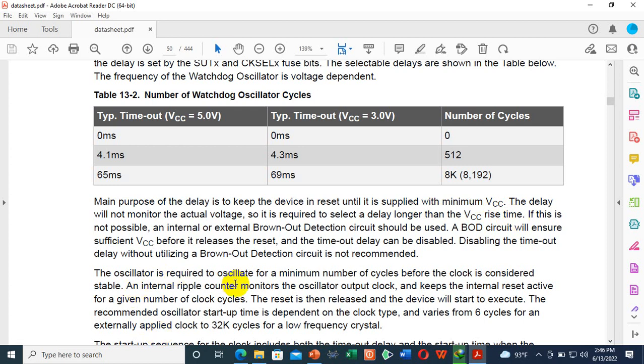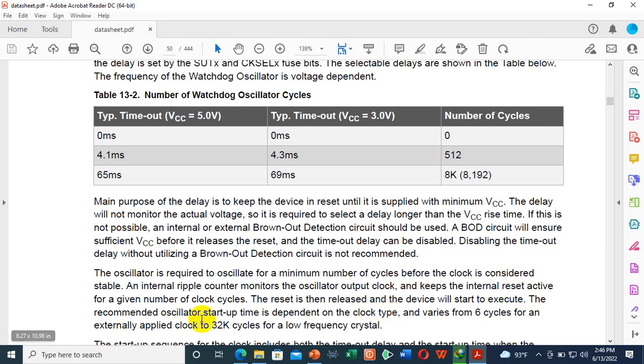The oscillator is required to oscillate for a minimum number of cycles before the clock is considered stable. An internal ripple counter monitors the oscillator output clock and keeps the internal reset active for a given number of clock cycles. The reset is then released and the device will start to execute.